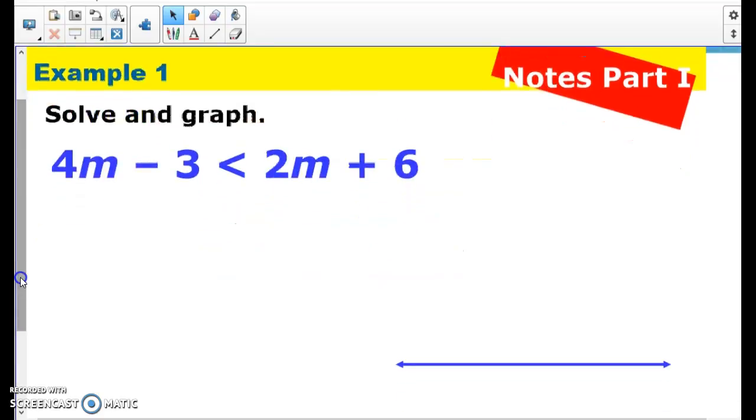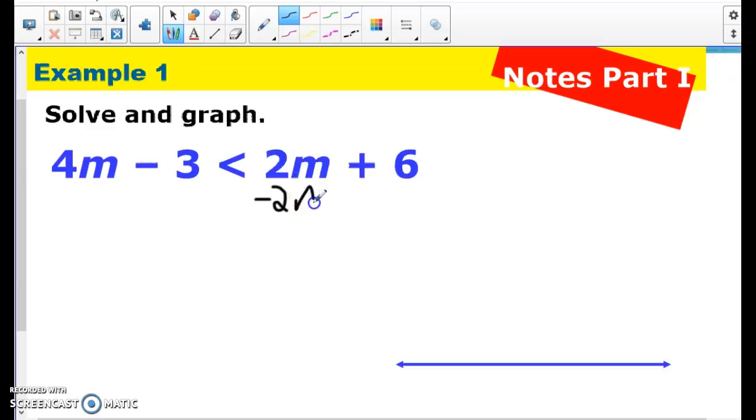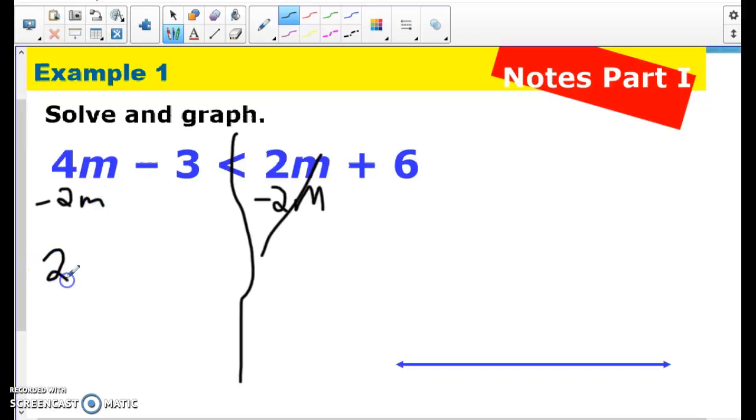Alright, so like I said before, step 1, let's get our variables together. So I have a positive 2m here, so I'm going to subtract 2m from both sides. Okay, and remember, there's my side. So when I'm talking about sides, left side, right side. So subtract 2m. So I'm left with 2m minus 3 is less than 6.